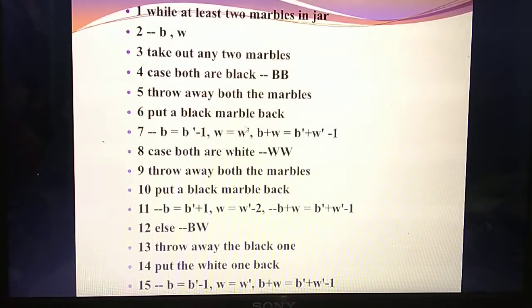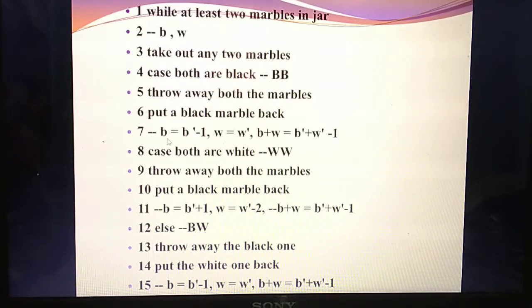B dash and W dash represent the marbles you are taking outside. That is represented by the variables B dash and W dash. So here from the black only you are taking the marble, so B dash minus 1. But white you are not going to take, so white remains the same. So W equals W dash.